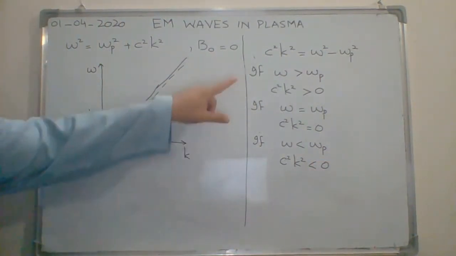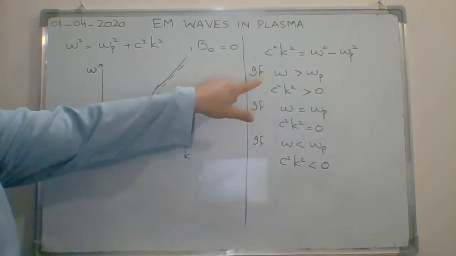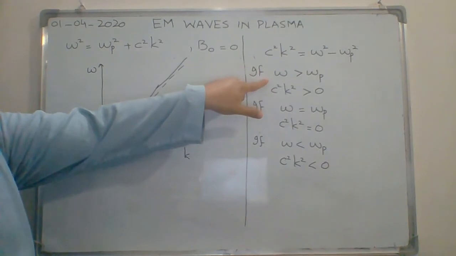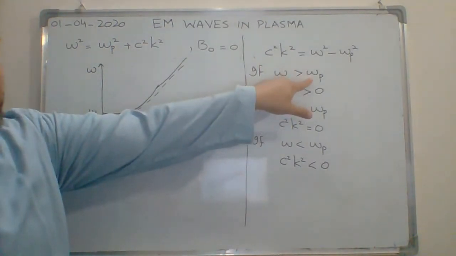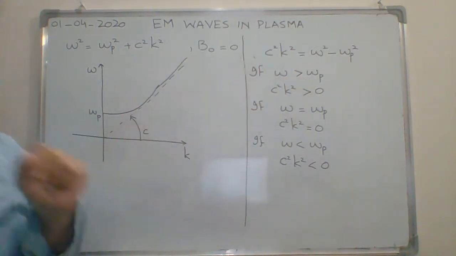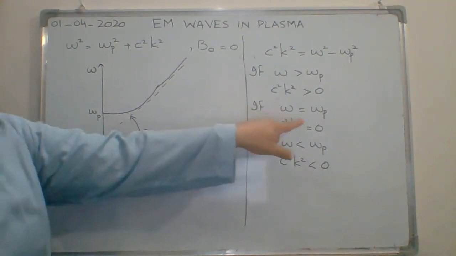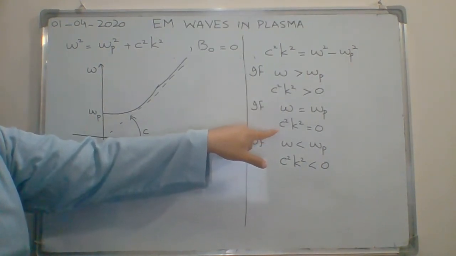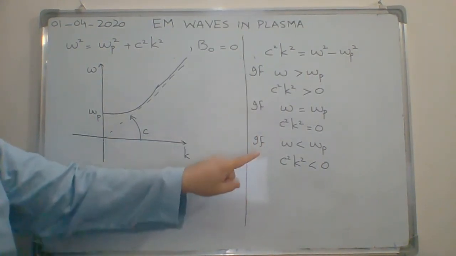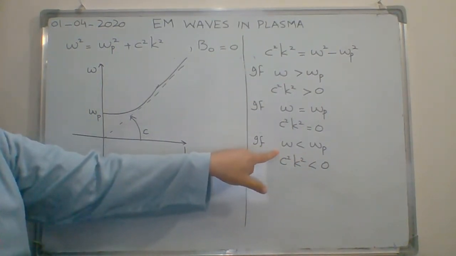Now, these three situations represent three different scenarios. If the incoming frequency of the electromagnetic waves that is going to interact with the plasma is greater than the plasma frequency, then the wave will propagate. If the incoming frequency of the wave is equal to the plasma frequency, there will be no propagation and the wave will be absorbed.